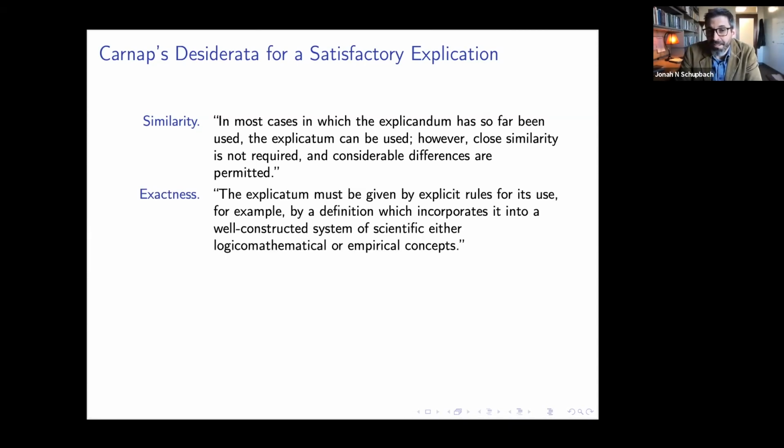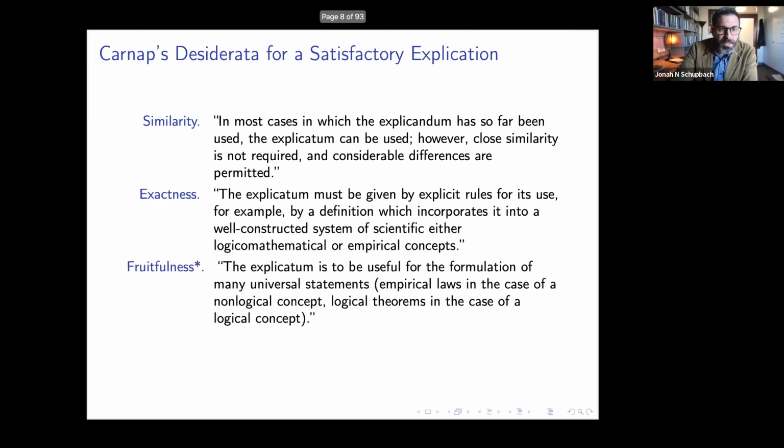Desideratum 2 is the exactness desideratum. So Carnap writes, the explicatum must be given by explicit rules for its use. For example, by a definition which incorporates it into a well-constructed system of scientific, either logical, mathematical, or empirical concepts. Okay. Elsewhere, Carnap writes, at the very least, all that we're requiring here is that the explicatum has to be more precise in some very pragmatic sense than the explicandum. There has to be an improvement in precision or exactness.